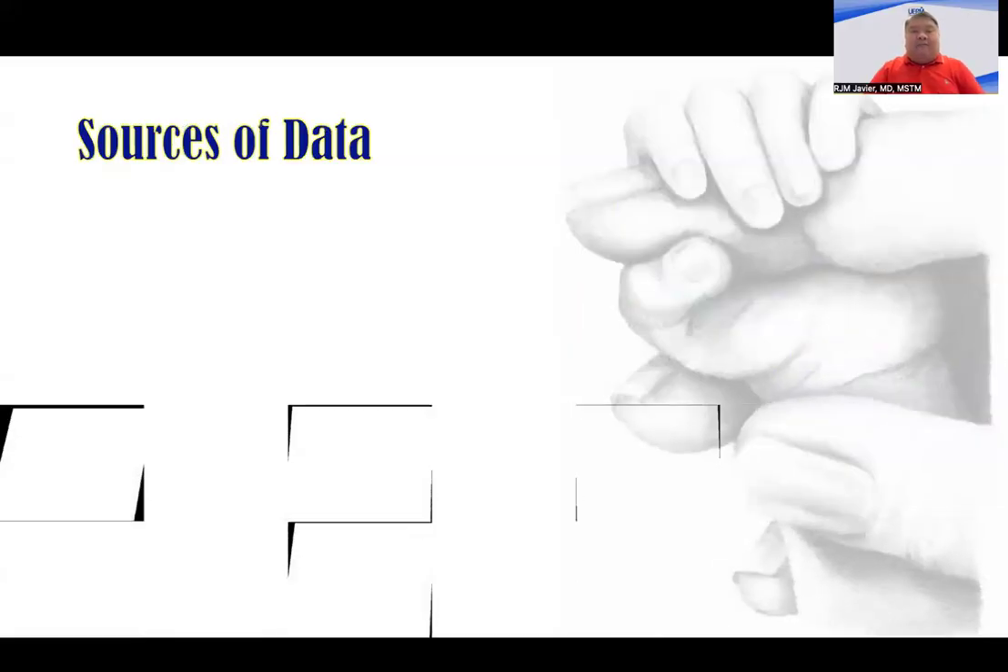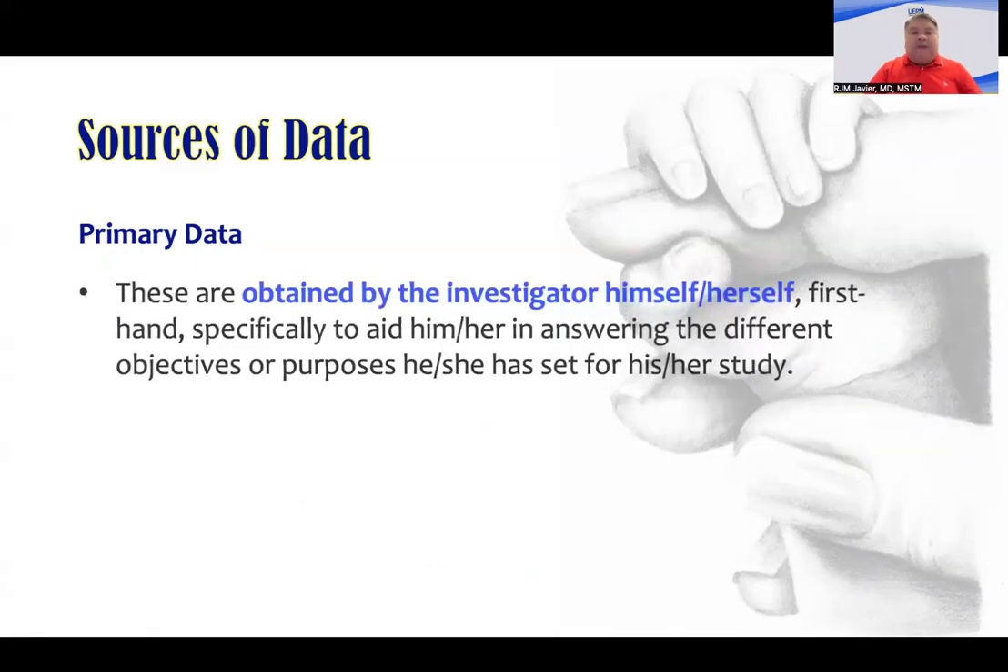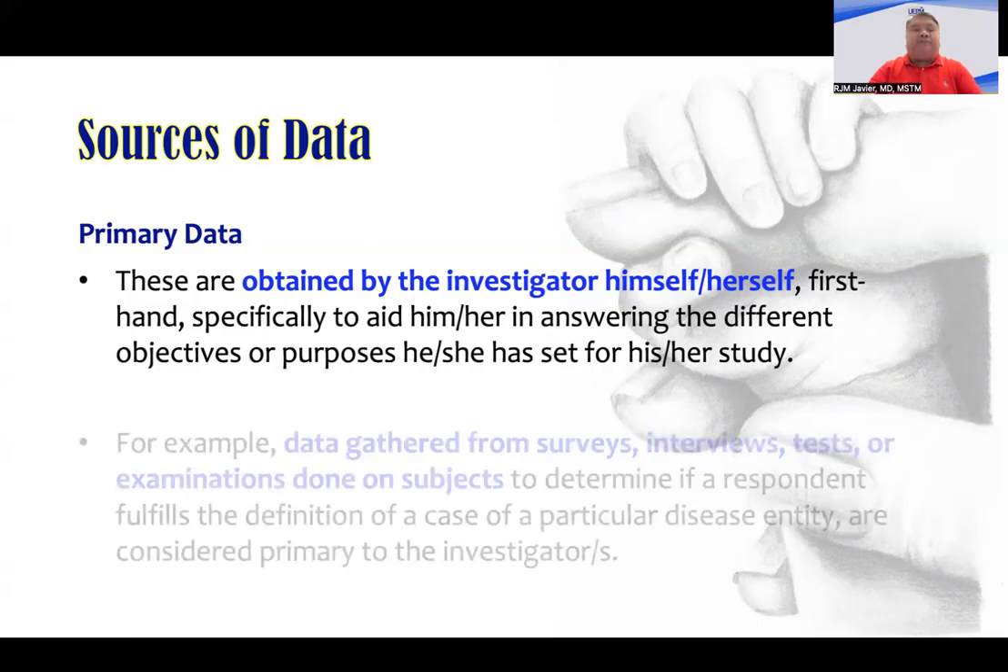So let's talk about the sources of data. We can dichotomize them into two broad categories. You have your primary data and you have your secondary data. When I talk of primary data, these are obtained by the investigator himself or herself firsthand, specifically to aid him or her in answering the different objectives or purposes that his or her study may have.